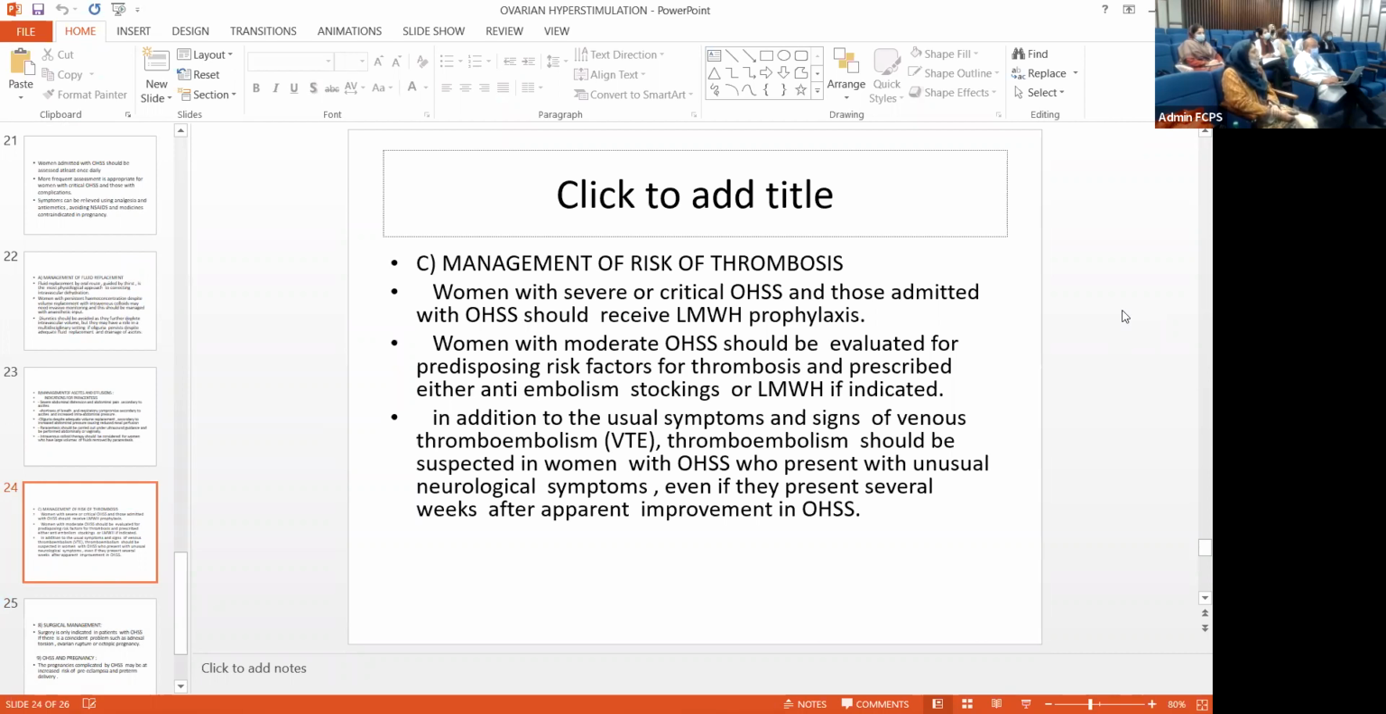In addition to the usual symptoms and signs of venous thromboembolism, thromboembolism should be suspected in women with OHSS who present with unusual neurological symptoms, even if they present several weeks after the apparent improvement in the OHSS.